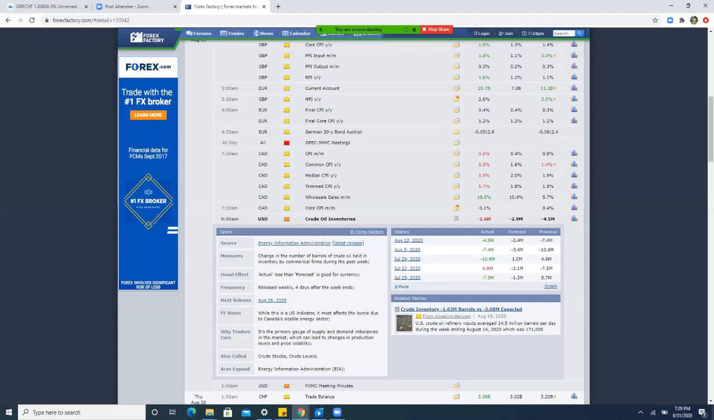So if we look at 9:30 a.m. U.S. time, I think we're on Eastern on Forex Factory default, and we look at the report, they saw that it was going to be negative 2.9 million barrels. That was going to be the inventory, negative 2.9 million. And what was actual was 1.6 million.